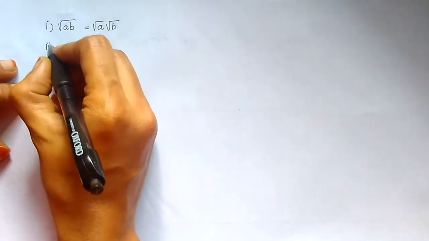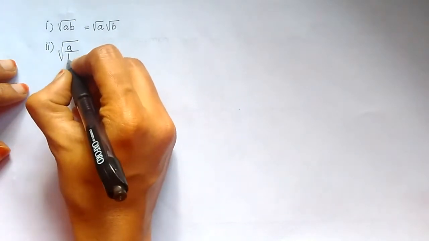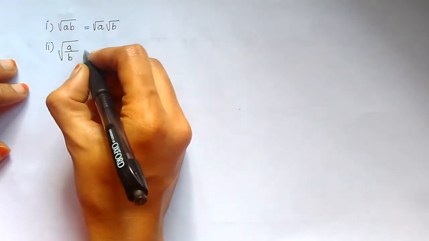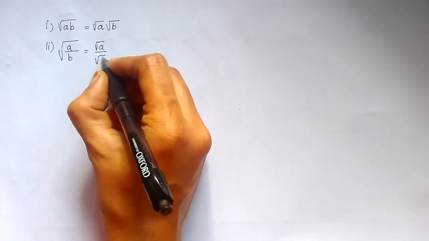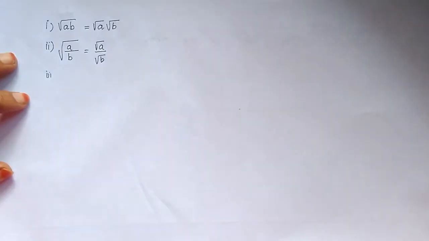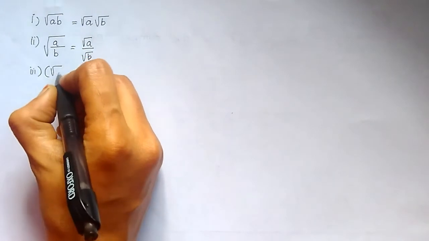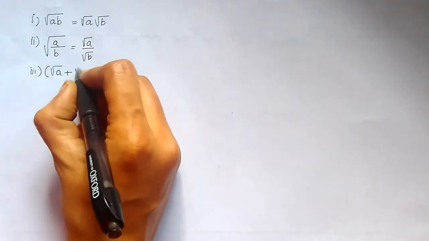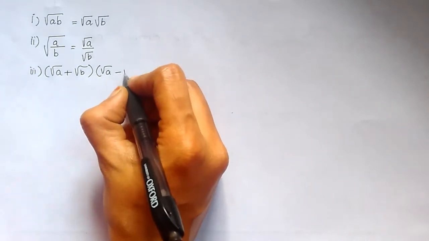Second one, root of a divided by b. This is also we can split: root a by root b. Third one is root a plus root b into root a minus root b.